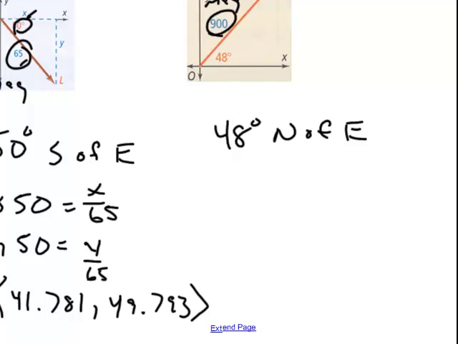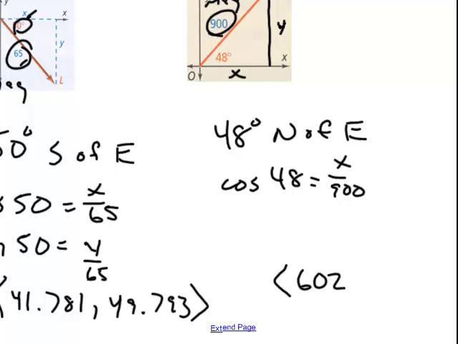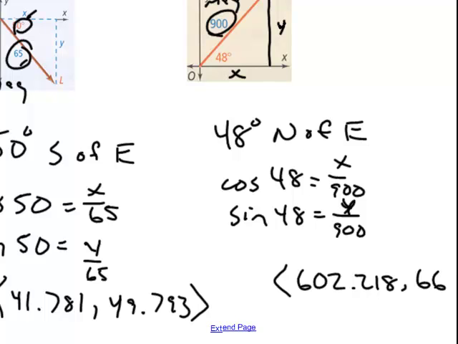Same thing over here for B. This time I'm going to draw this here. This is the x direction, this is the y direction. The cosine of 48 is going to be equal to x over 900. That's going to give me the x direction, which is about 602.218. And then to find the y direction, the sine of 48 is equal to y over 900. That would give me approximately 668.830.